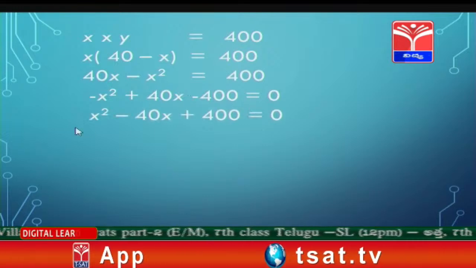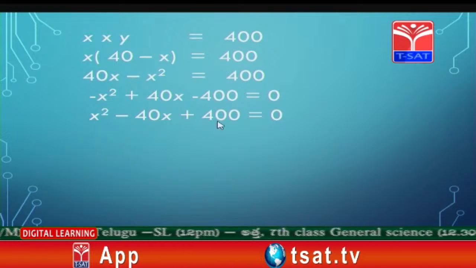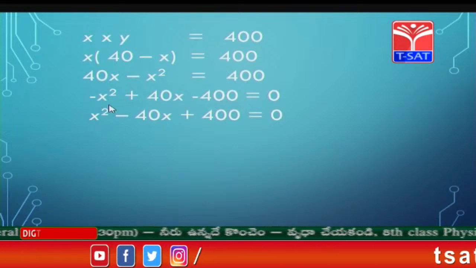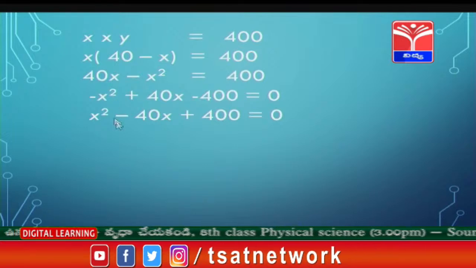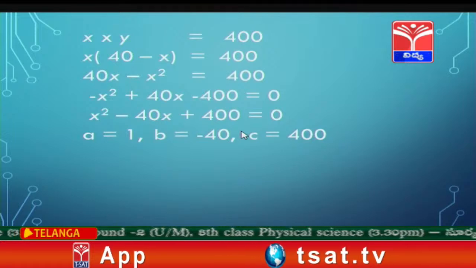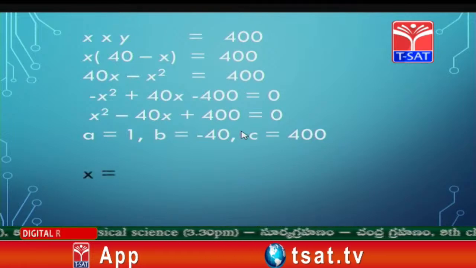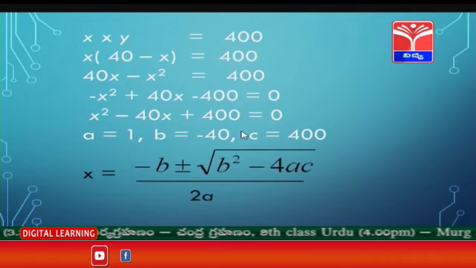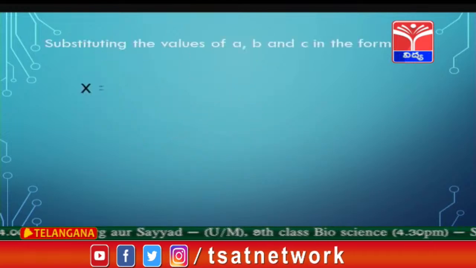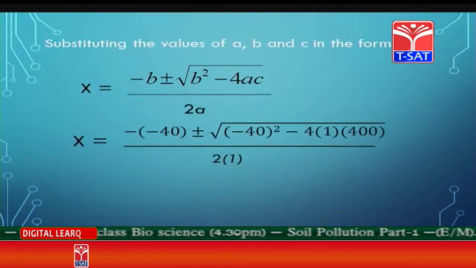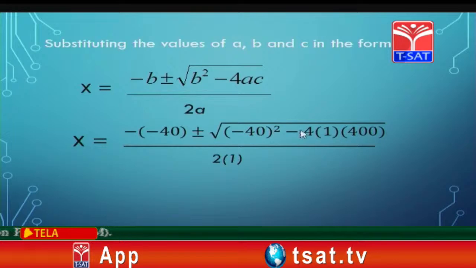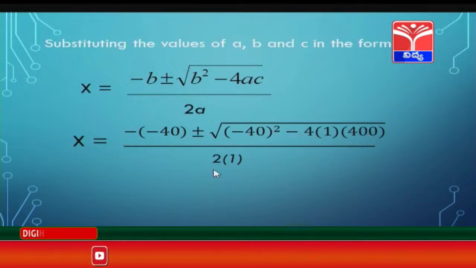So, my equation becomes now x square minus 40x plus 400 is equal to 0, because I have multiplied this complete equation with minus to remove the negative sign of x square. Now, I get a standard form of the quadratic equation. Here a is equal to 1, b is equal to minus 40 and c is equal to 400. Substituting in the quadratic formula minus b plus or minus under root b square minus 4ac by 2a, I get x is equal to minus of minus 40 plus or minus under root minus 40 whole square minus 4 into 1 into 400 by 2 into 1.